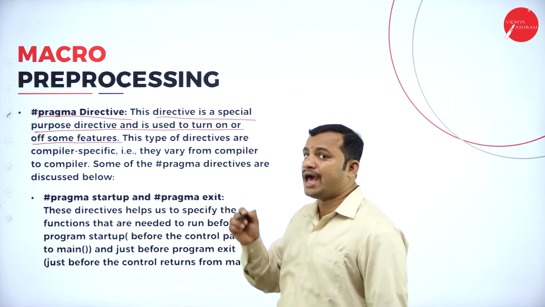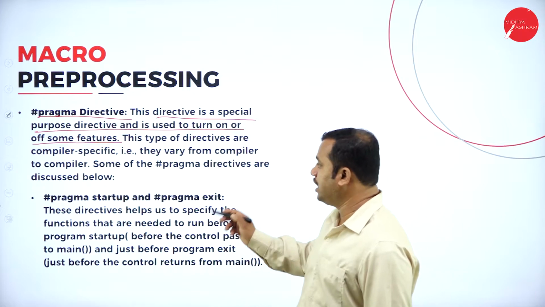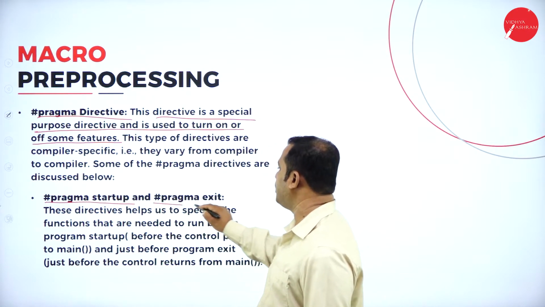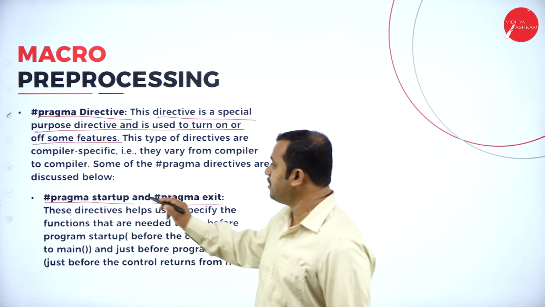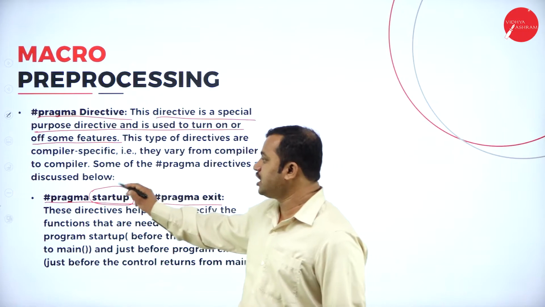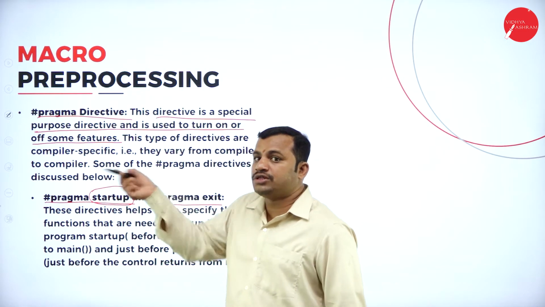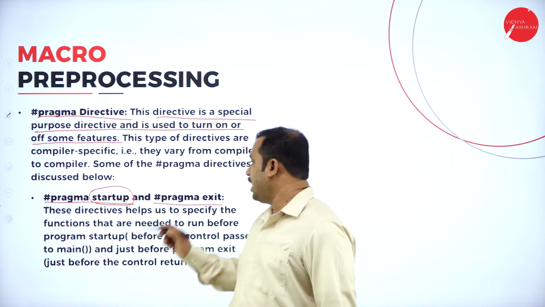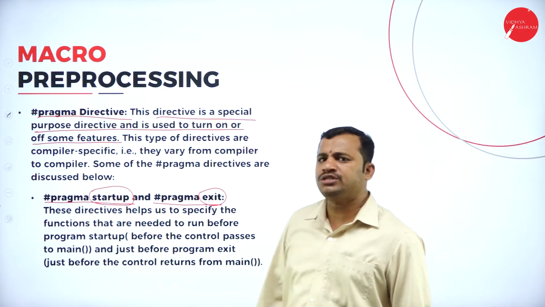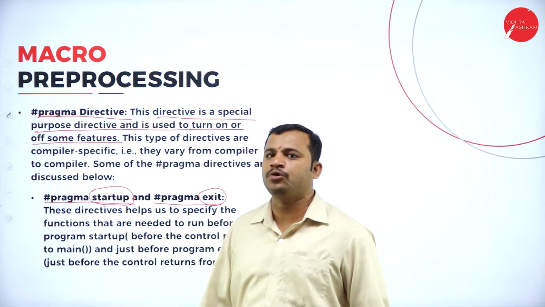Then how does the Pragma Directive work? Let me take you into that. Pragma Startup and Pragma Exit. Pragma Startup will indicate that it is turned on. We are going to use the functionality of that. Pragma Exit indicates that we do not want to use that functionality of macro in our program.